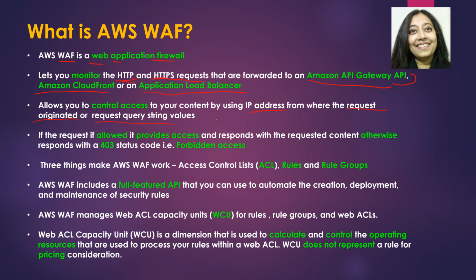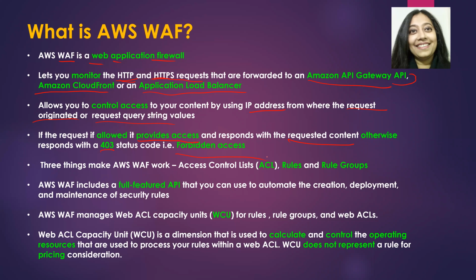So if a request is received and it is allowed, then it will provide access and respond back with the requested content. Otherwise, if it is not allowed, that means it is denied or blocked, then it will return and respond back with a status code of 403. That is nothing else but forbidden access.